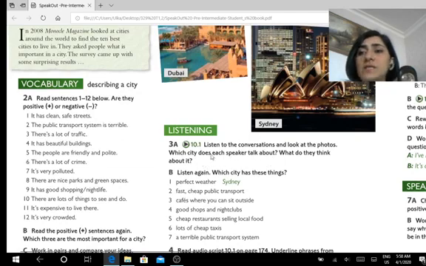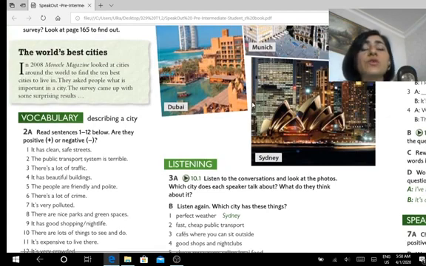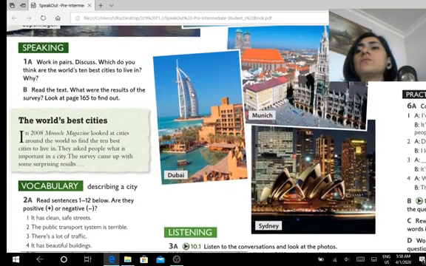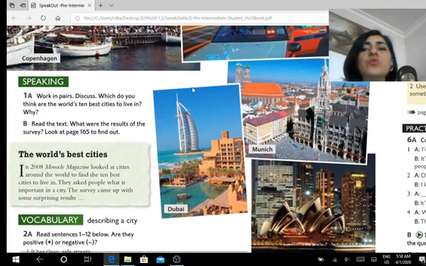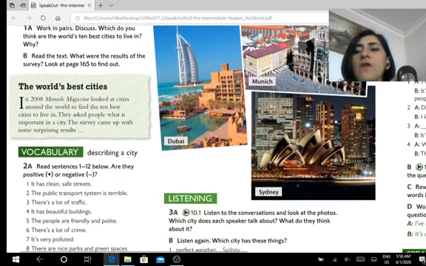So you can write here the cities they talk about. Maybe you have Dubai, but in the recording you won't hear Dubai. That's why this question is important. They might mention only 2 or 3 cities, but in your photos you have 5.